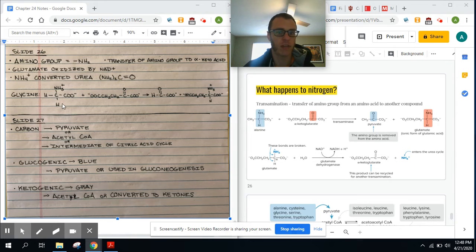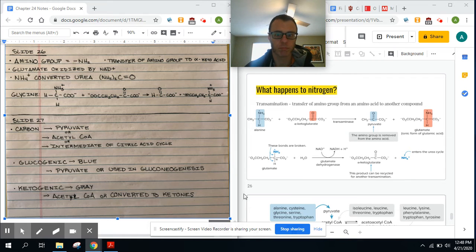So the amino group is transferred, glutamate is oxidized by NAD+, and NH4 is converted to urea, which is this compound. And so this is just for this reaction. Well, this is alanine right here. This is glycine right here. So we get this to this to this to this because that NH3+ is then moved over here. And it's up in the air, that's up in the air. And this just gets the carbon oxygen double bond.